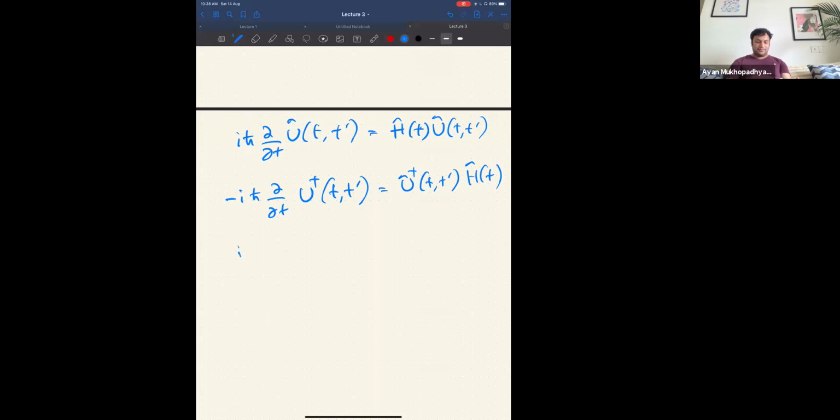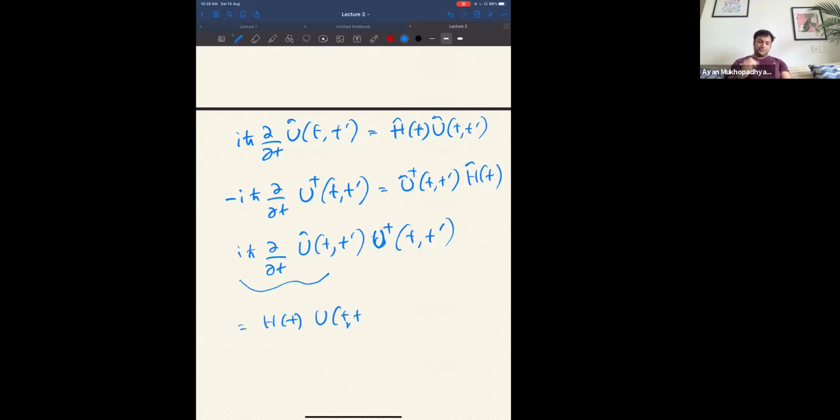So let us try to see what happens to iħ ∂/∂t of U(t,t') and U†(t,t'). Okay, let us see what happens to that. So first I take the time derivative here. I would get H(t) times U(t,t'). Okay, maybe I should do it this way. I can do it either way, but let me do it this way. U† U first.